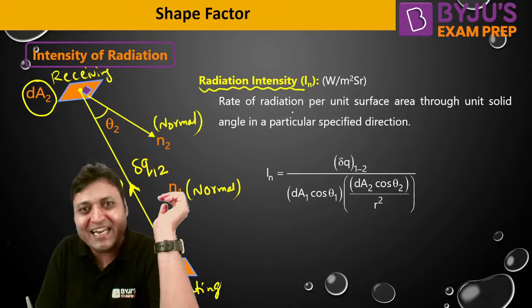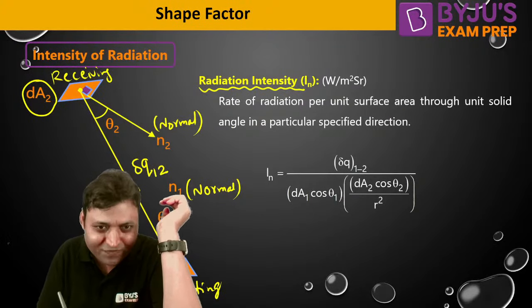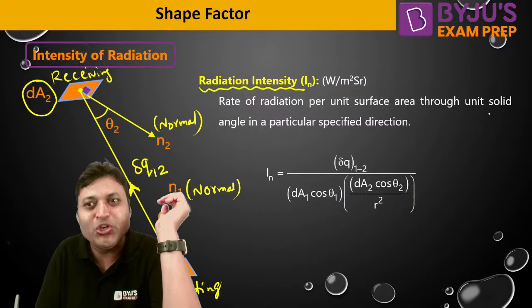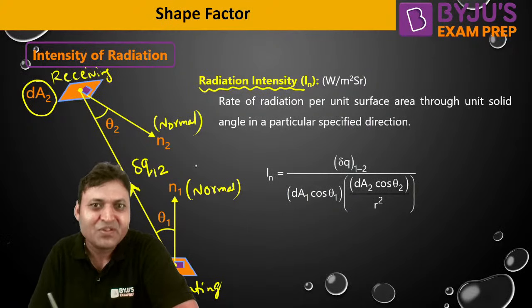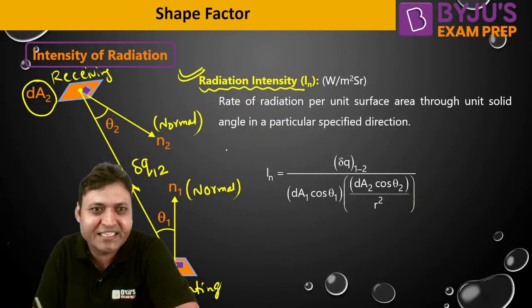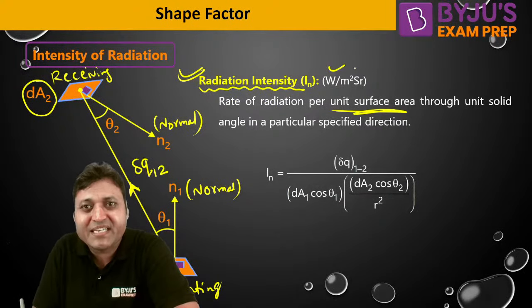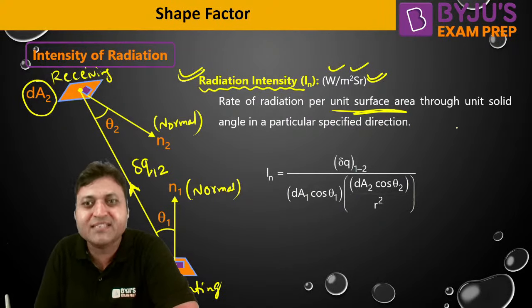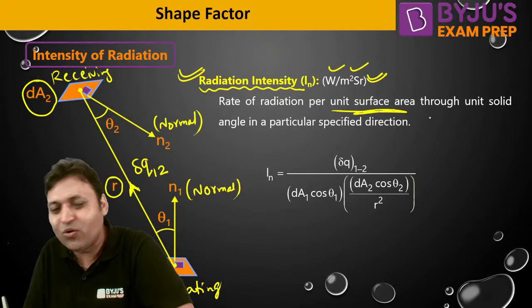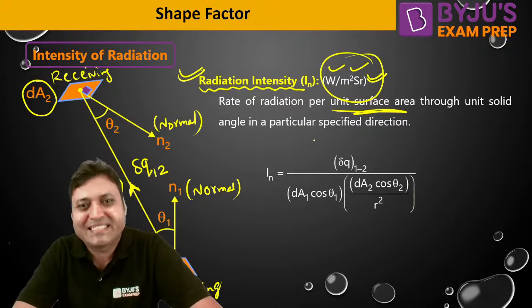So the radiation intensity is the rate of radiation per unit surface area of the radiating surface through unit solid angle in a particular specified direction. That is how the intensity of radiation is defined. The rate of radiation is in watt per unit surface area, that is per meter square, and through unit solid angle, whose unit is steradian. So the intensity of radiation has the unit watt per meter square steradian.